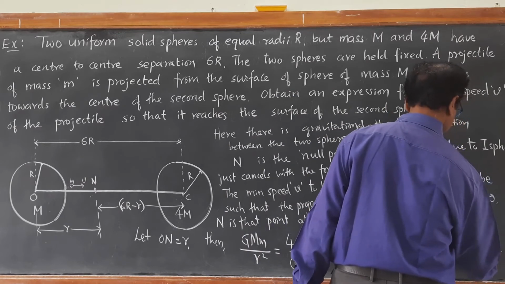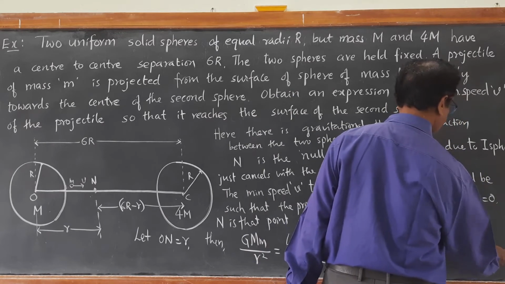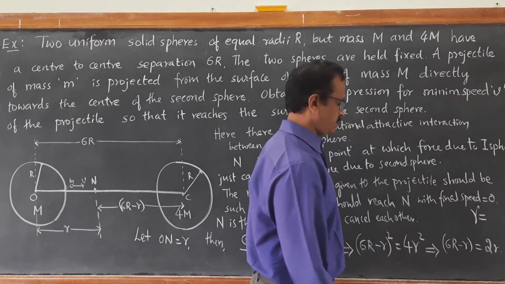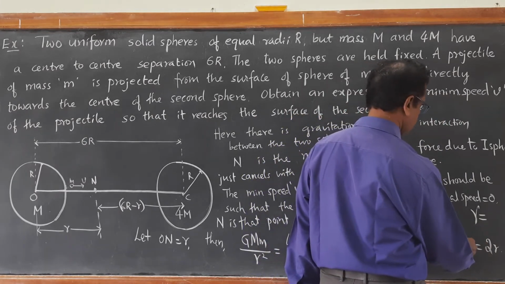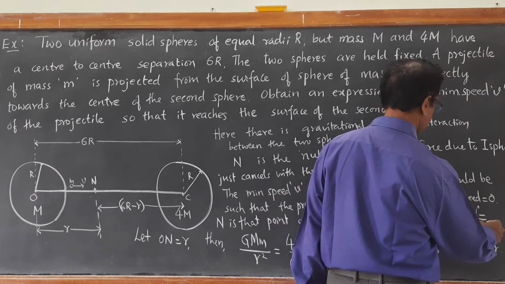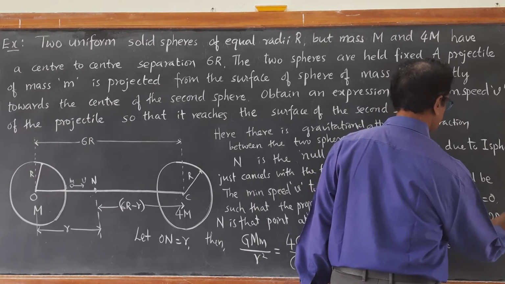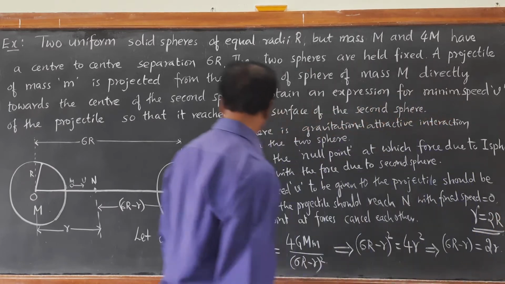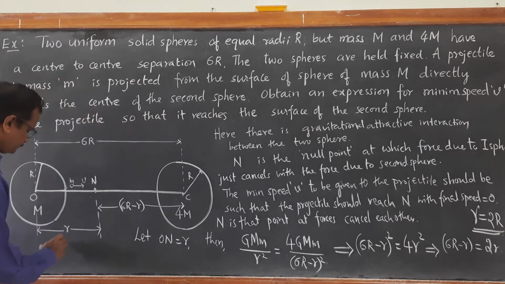Therefore, r becomes equal to, if you simplify this, 2r plus 1r becomes 3r. So 3r is equal to 6r. Therefore, r is equal to 6r by 3. It becomes 2r. So r becomes equal to 2r.